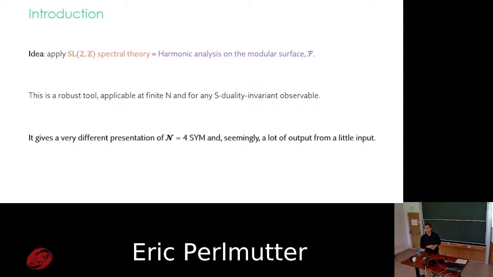Yes? What is the N you have at finite? Ah, good, thanks. So N is the rank of the gauge group. You can think of that as parameterizing the number of degrees of freedom of the theory. So we don't need to be in a limit where you have lots of degrees of freedom. It applies for any such theory, for any parameters. Yeah, thanks. And please feel free to interrupt with questions anytime.